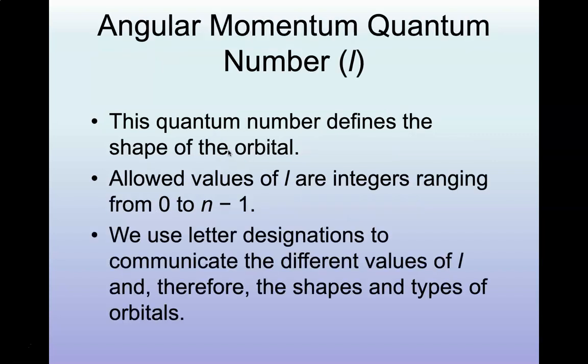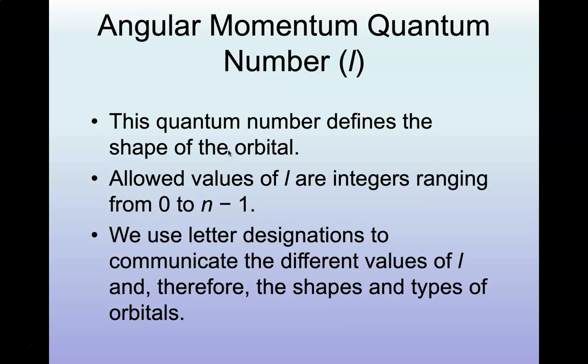The second quantum number is l, and l defines the shapes of our orbitals. Any value of l can be any whole number from 0 up to a top value of n minus 1. For instance, if n is 2, your values of l are all whole number integers ranging from 0 up to n minus 1, in this case 2 minus 1, so 1. So the values of l for an n of 2 would be 0 and 1.